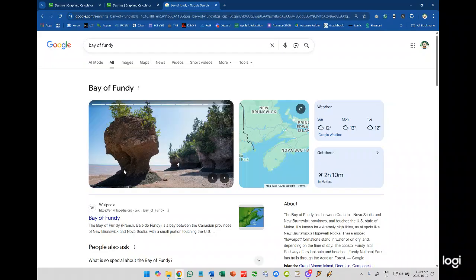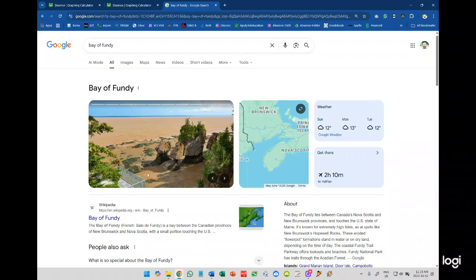Oh, that last picture, one sec. There was a staircase there in this picture right there. I've been on that staircase. I went down and walked around here. That's pretty cool. But anyway, that's the Bay of Fundy in Canada. If you ever get a chance to visit, it's quite a cool tourist attraction.